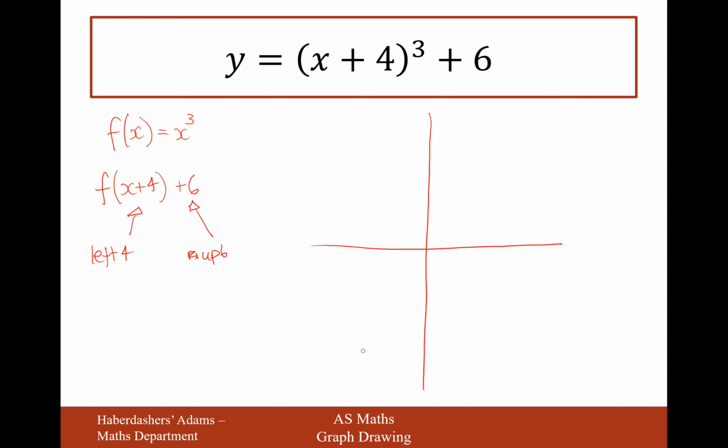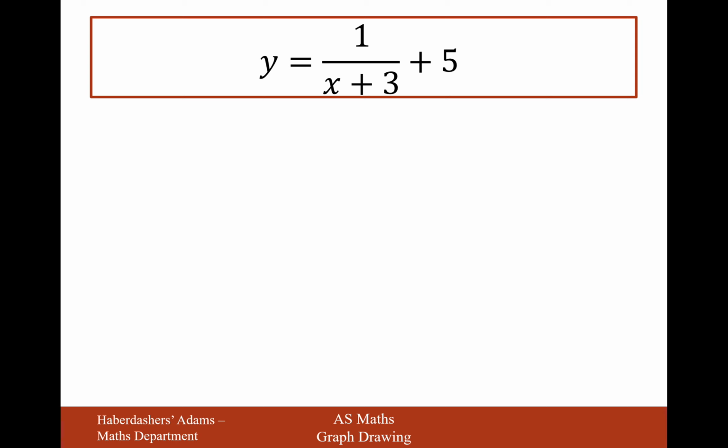So let's move the x cubed graph right by 4, and then up by 6. Sorry, not right by 4: left by 4, up by 6. So it's just like that. So minus 4, 6.